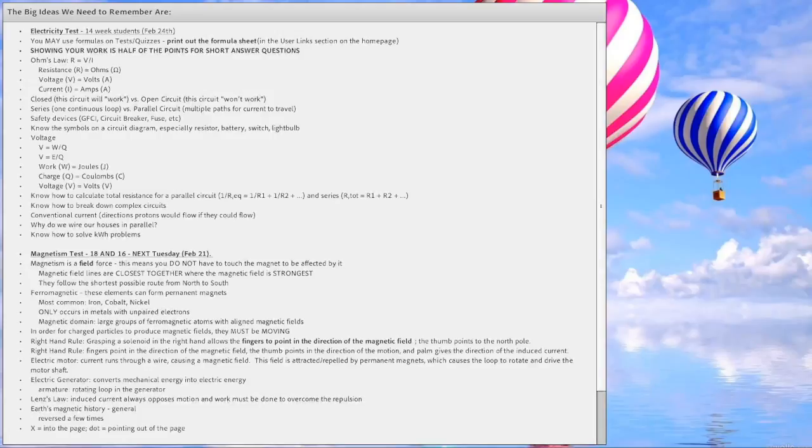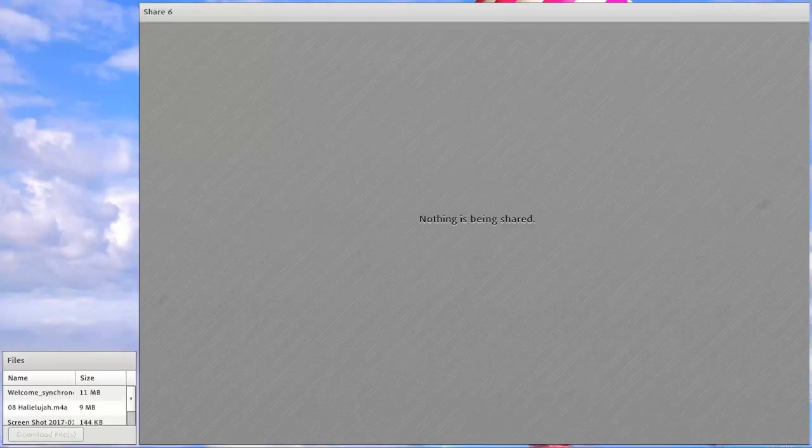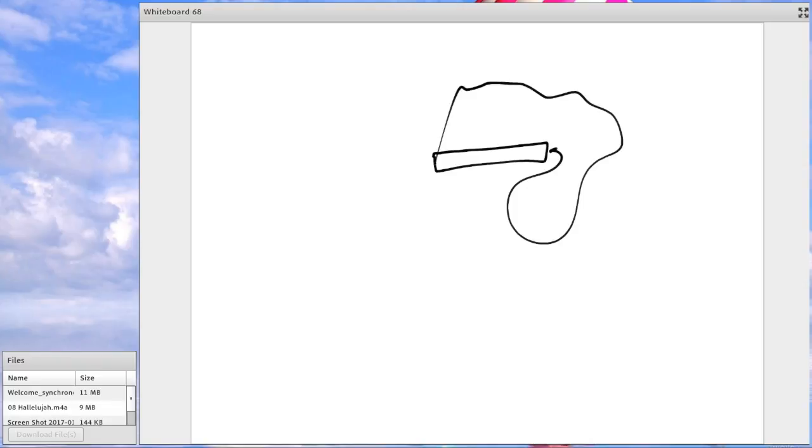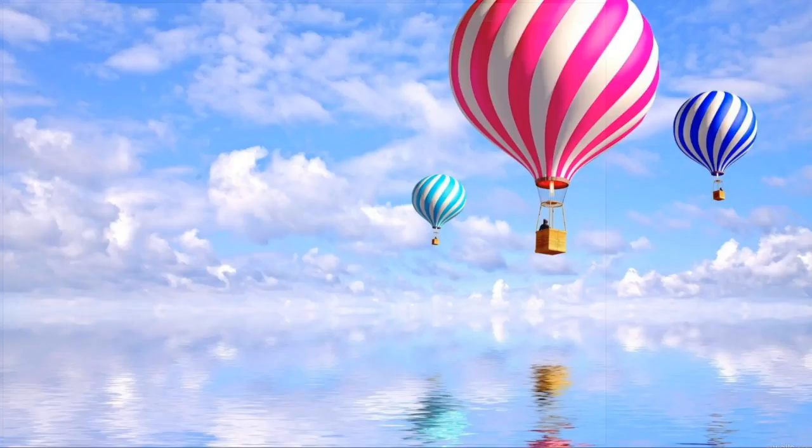Okay, so the lines are going to follow the shortest possible route from north to south. You notice in none of those pictures did we have a bar, and the lines weren't going like this. You know what I mean? They were going from one side to the other, from one side to the other. So they follow the shortest possible route. They're not going to be all squiggly and stuff.